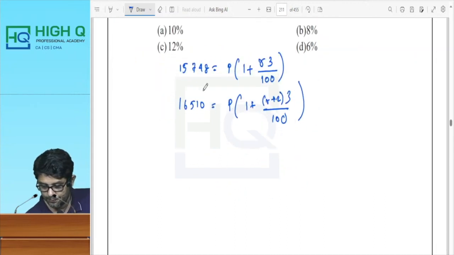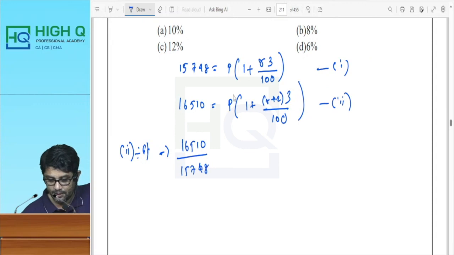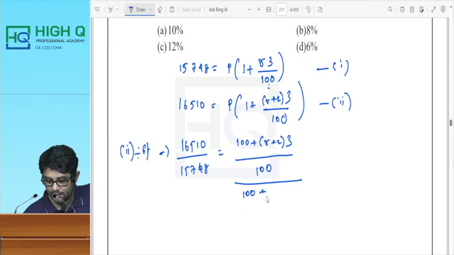Now divide these two, which is 2 divided by 1. What are you going to get? 16,510 divided by 15,748. If I divide these two, P and P get cancelled. So only what you are going to get is 100 plus R plus 2 into 3 divided by 100, whole divided by 100 plus 3R divided by 100. Cut. Now simplify this.